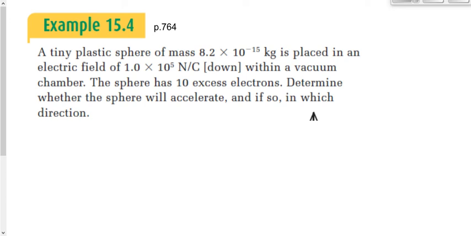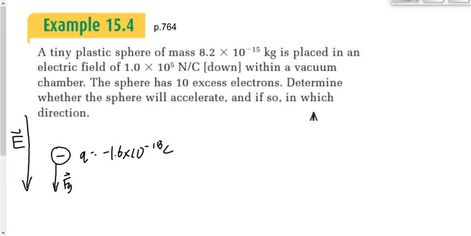Let's draw a picture. Since we've got multiple forces that probably don't balance each other, let's draw a picture. We got 10 excess electrons. That means the charge is negative 1.6 times 10 to the minus 18 coulombs. We have an electric field acting downwards. We have a force of gravity acting downwards. Tell me which way the electric force would be on this one. A negative particle experiences a force against the field. The electric force would be upwards.